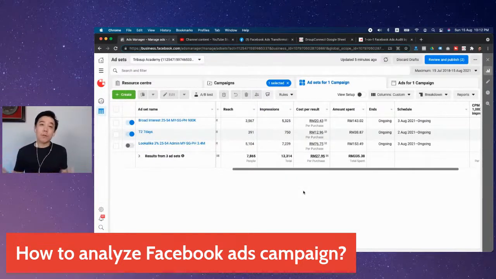On the other side, if it's not performing, then of course we also need to find out what we did wrong, right? That's why I want to give you a very interesting perspective. So I have this so-called methodology when it comes to analyzing Facebook ads.